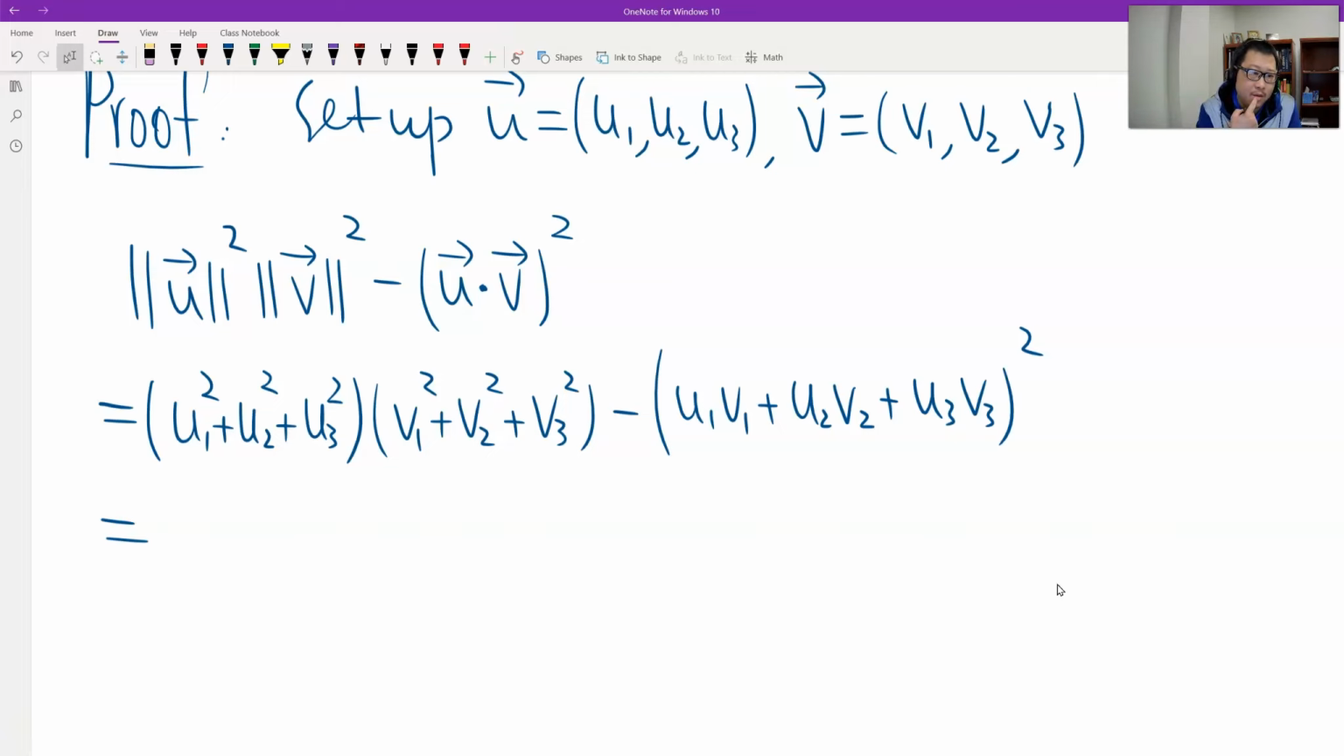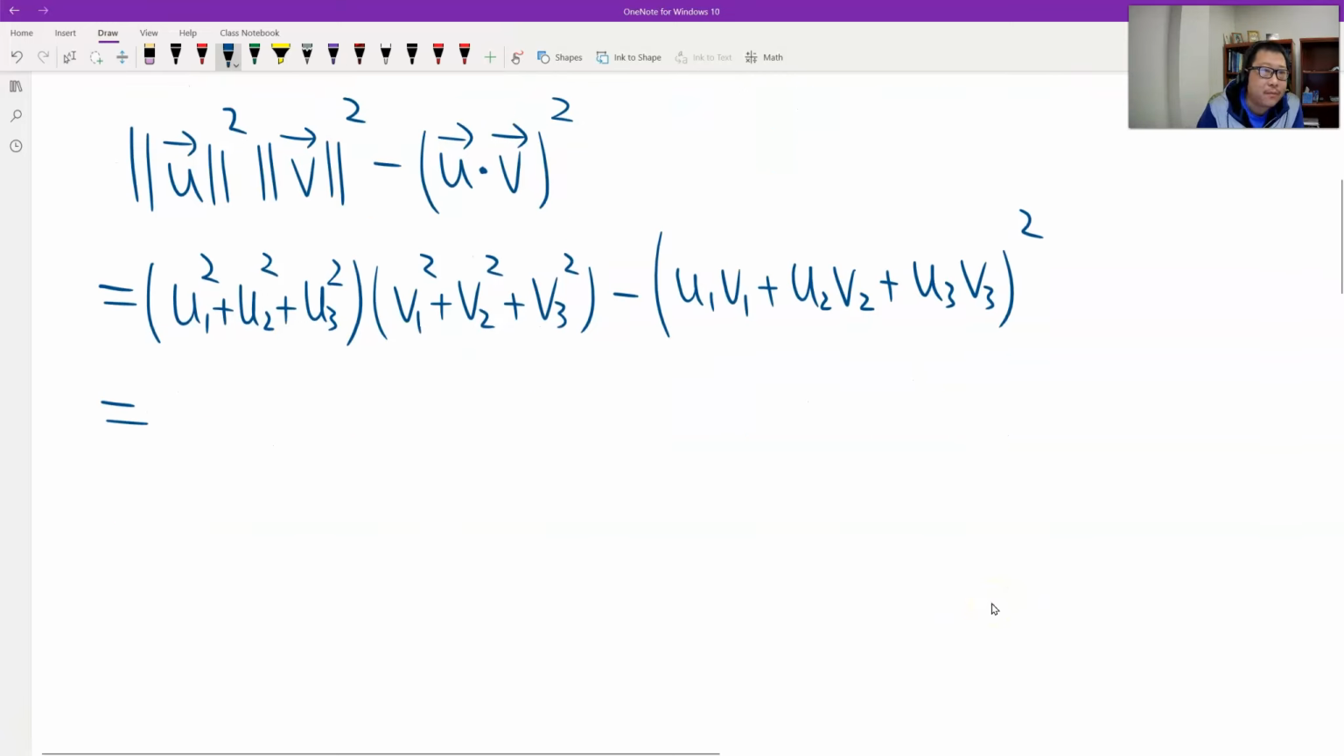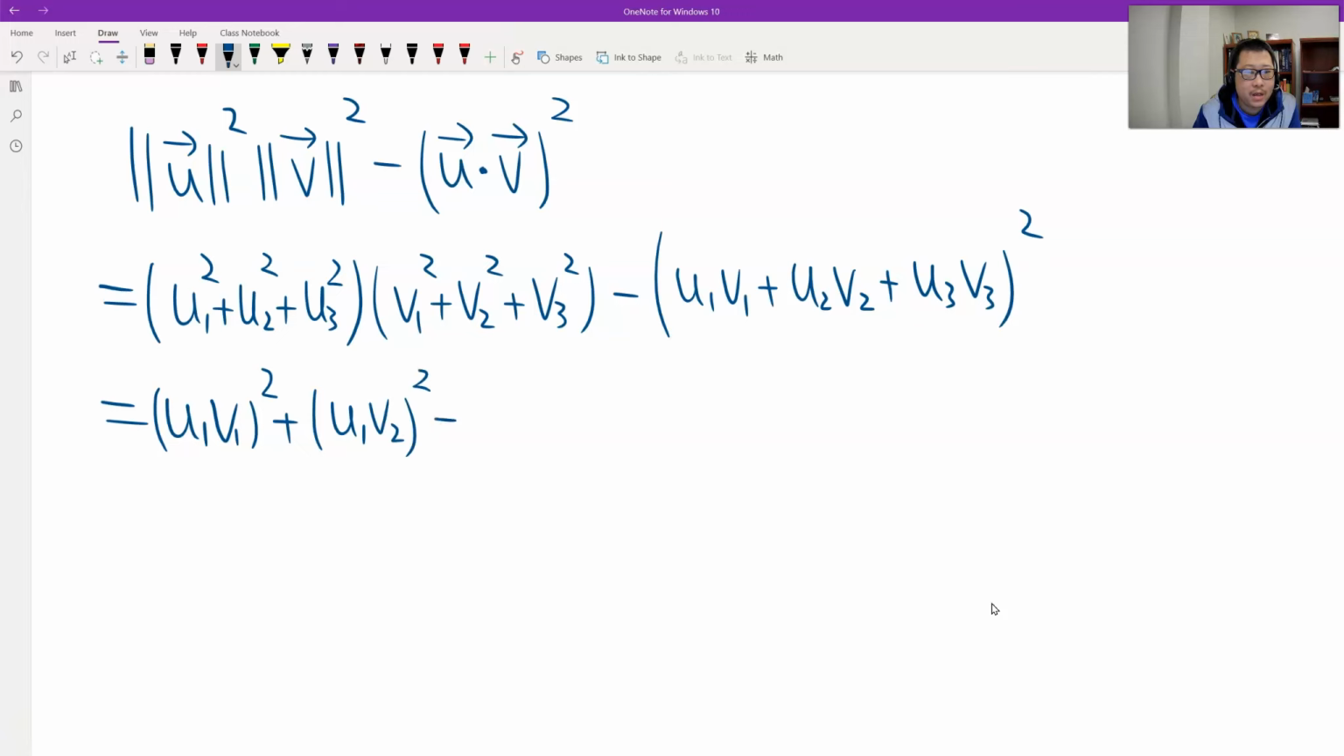A lot of terms, really. We should have 9 terms here, and here we should have 6 terms. It's okay, let's just write it down. Let's combine a little bit and simplify one step. U1 squared times V1 squared I write as (U1 V1) to the second power. So that's the first, then the second, which is (U1 V2) squared, and the third, (U1 V3) squared.